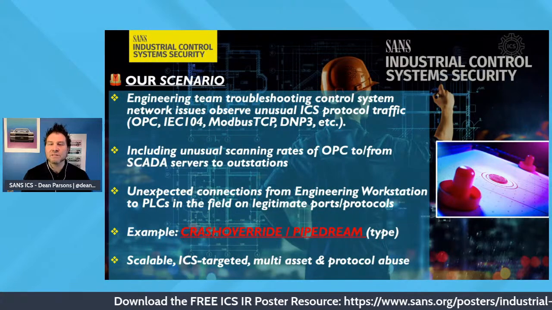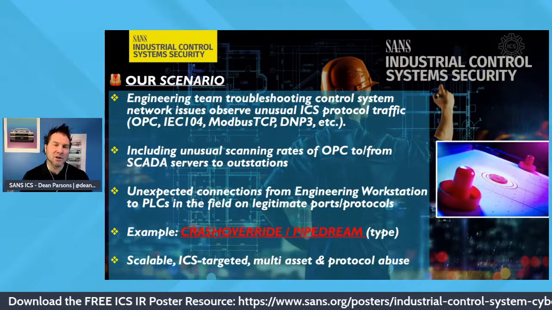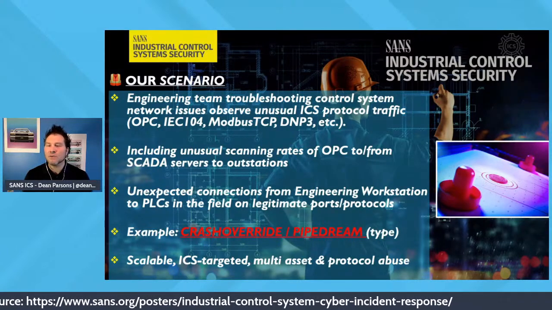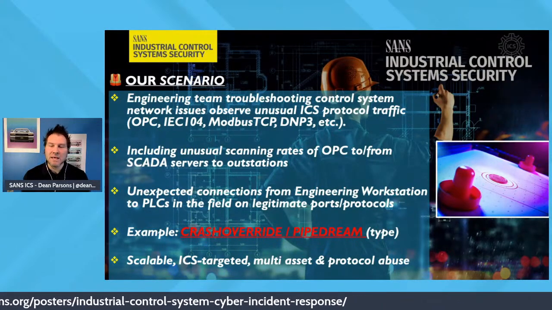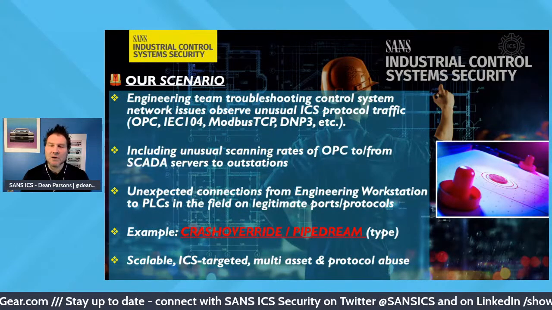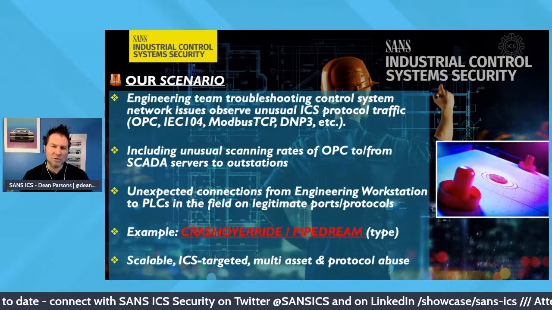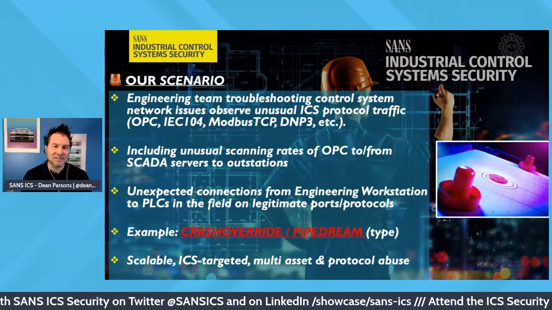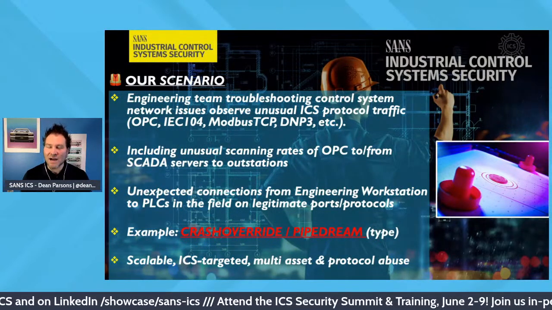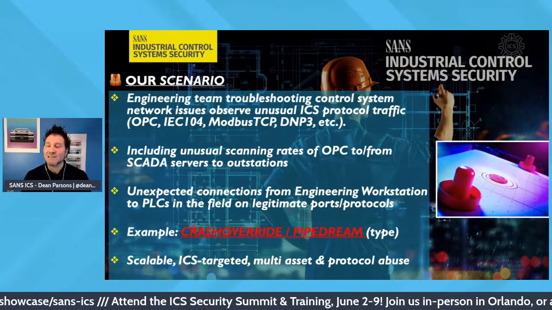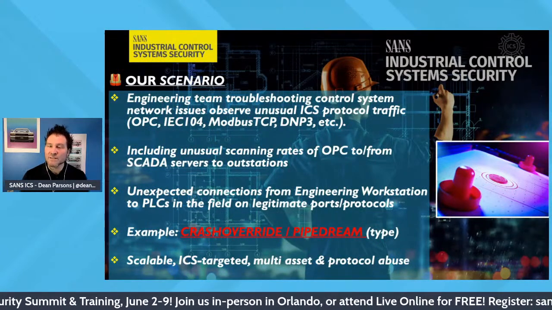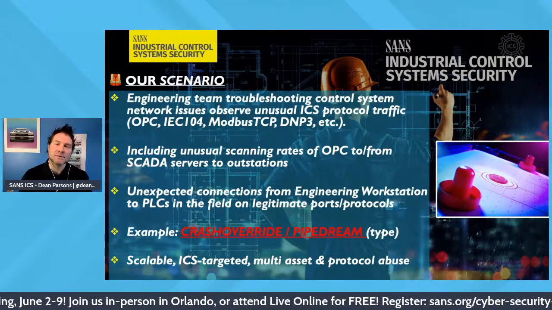Now, an example of this is the CrashOverride framework we saw a number of years ago in 2016, but more recently this year is the release of information and intelligence on PIPEDREAM, a type of framework for ICS targeting not only one particular protocol or one specific software package seen in the ICS, but this is now the second piece of a scalable ICS-targeted multi-asset and protocol abuse framework that can be utilized not only in one sector, but across many sectors.